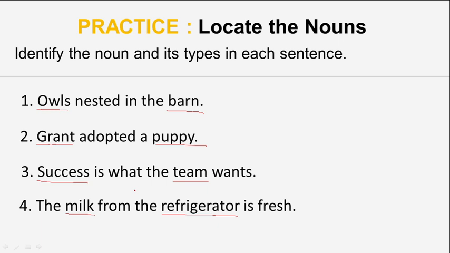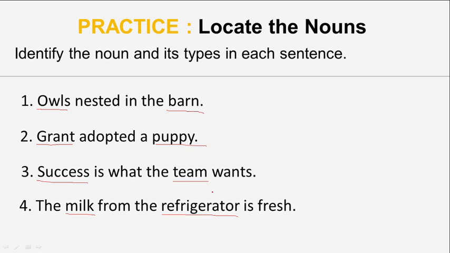Next, we have here the refrigerator. What type of noun is that? Is it common or proper? Common noun. Is it abstract or concrete? Can you touch the refrigerator? Of course, definitely that is a concrete noun. Is it countable or uncountable? Okay, it is a countable noun.